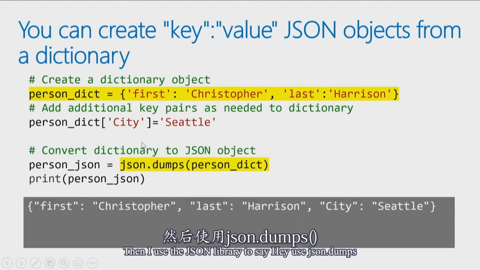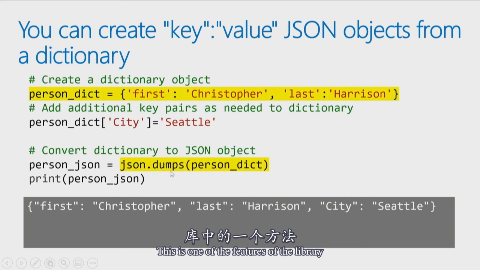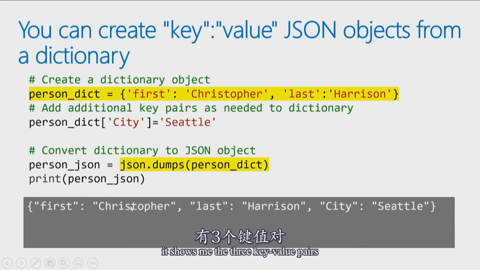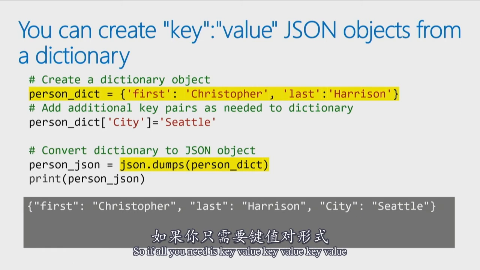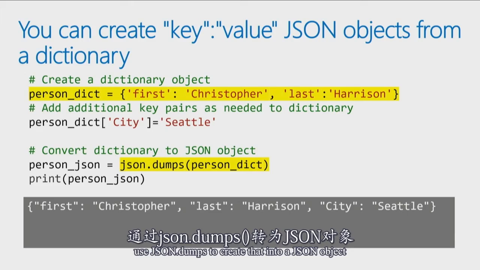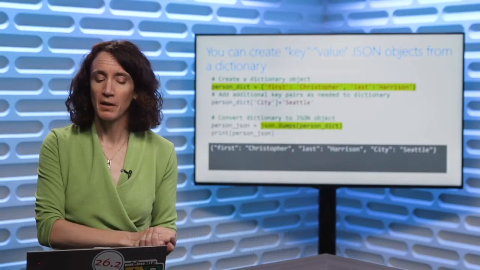And then I use the JSON library to say, hey, use JSON.dumps. This is one of the features of a library. Pass it the dictionary, and that will return a JSON object. And then if I print that out, you can see it shows me the 3 key value pairs. So if all you need is key value, key value, key value, just create a dictionary. Use JSON.dumps to create that into a JSON object.